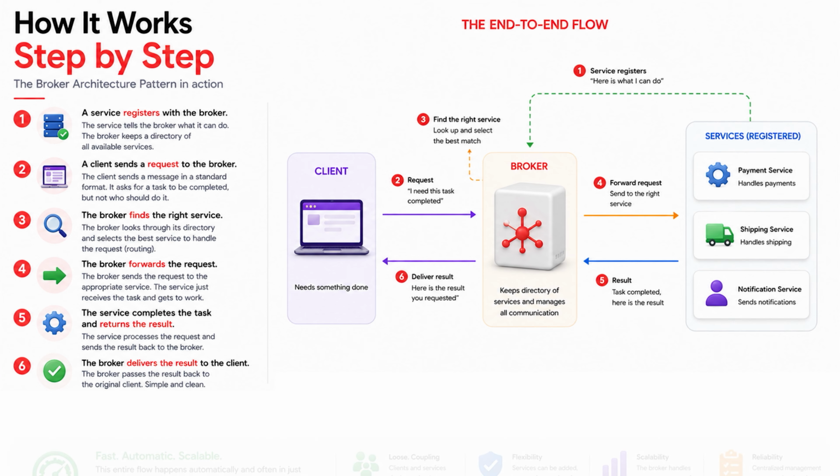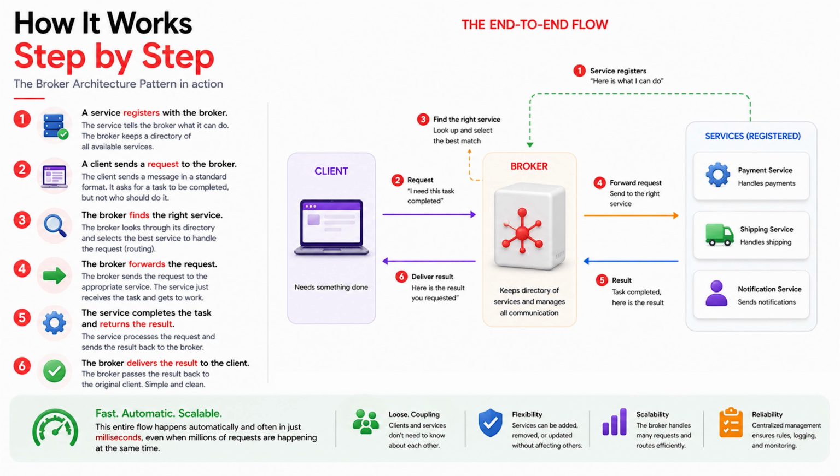Step 2. A client sends a request to the broker. When a client wants something done, it sends a message to the broker. The message is written in a standard format that the broker understands. The client says, "I need this task completed," but it does not say who should do it. Step 3. The broker finds the right service. The broker looks through its directory of registered services and finds the one best suited to handle the request. This is the routing step. The broker knows where everyone is and what everyone can do.